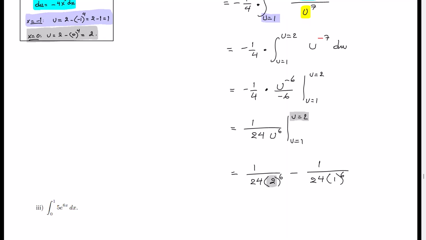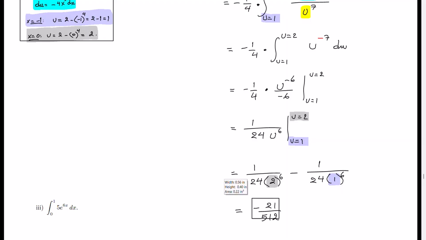U is equal to 2, it goes in first. And u is equal to 1, it goes in second. And obviously, you can put something like this into your calculator, and you'll see the final answer. Apparently, it's negative 21 over 512.